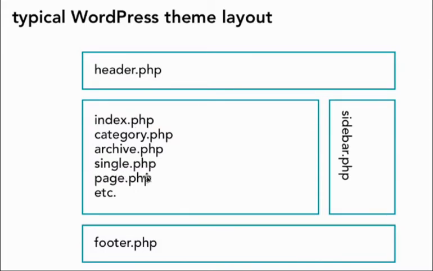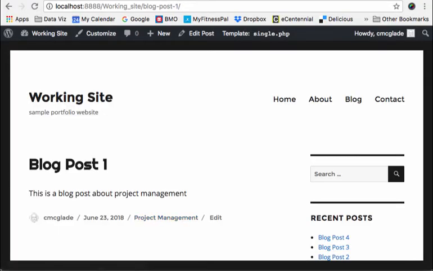Now going back to our diagram, we saw index being used, we saw single being used, and we saw page being used, but we didn't see any pages that were using category or archive. And these are a special kind of index page that we use very, very commonly in WordPress to generate sections in a way that means we will be creating the page, but it will not be visible in our dashboard.